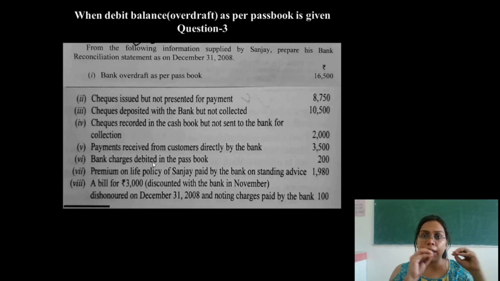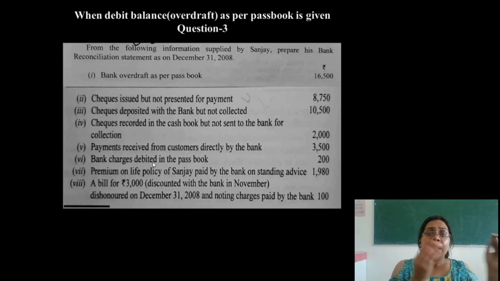I am again telling that if we are starting from cash book and adding these items and subtracting other items, it is the reverse for passbook. The items added in cash book will be deducted here. The items deducted there will be added in passbook.